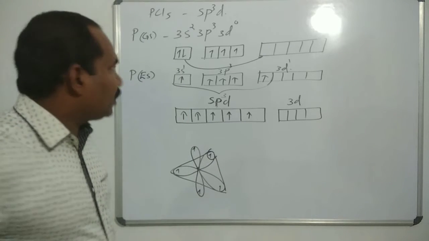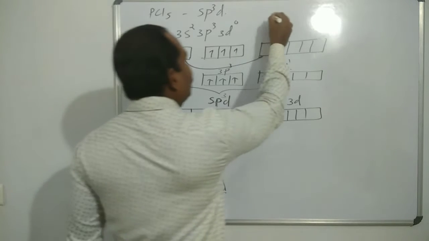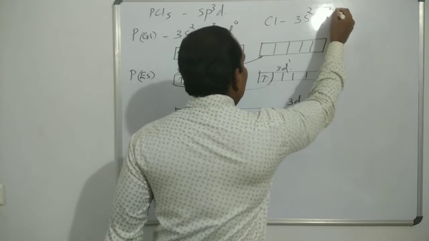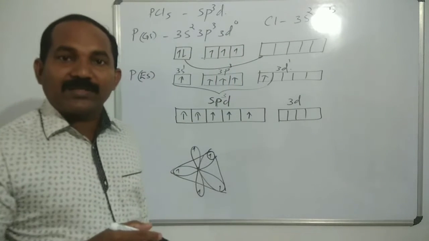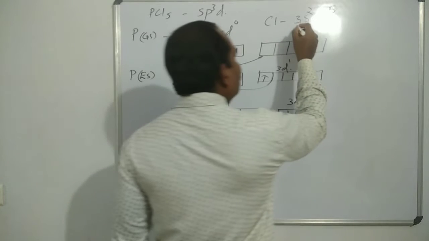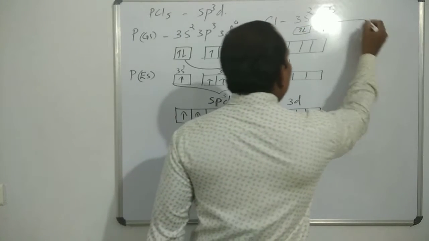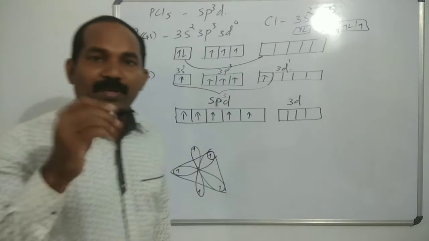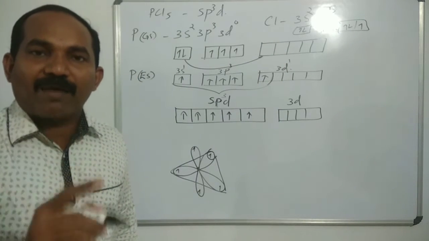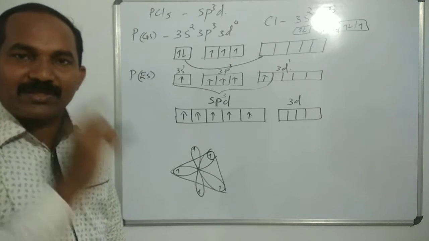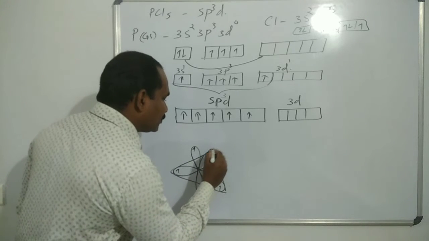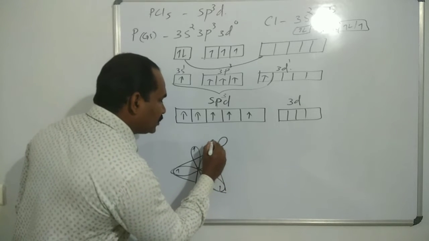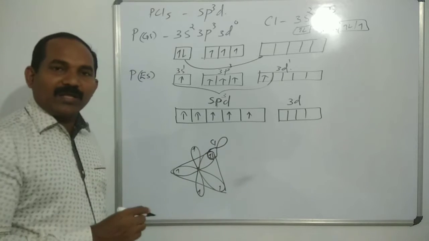chlorine atom. Here the chlorine atom's valence shell electronic configuration is 3s2, 3p5. One of the p orbitals is unshared: s has 2 electrons, p has 5. One of the p orbitals contains a half-filled or single electron. That orbital comes for the bond formation. This is a chlorine atom and the bond is shared.